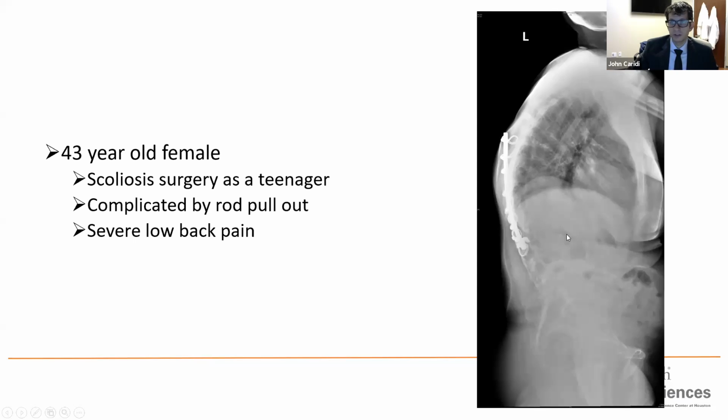So she obviously now has severe low back pain. She was not fused at 4.5 or 5.1. And you can see this is all wired in here. And you can see that she is kyphotic through her thoracolumbar spine. So this is kind of a nasty case.